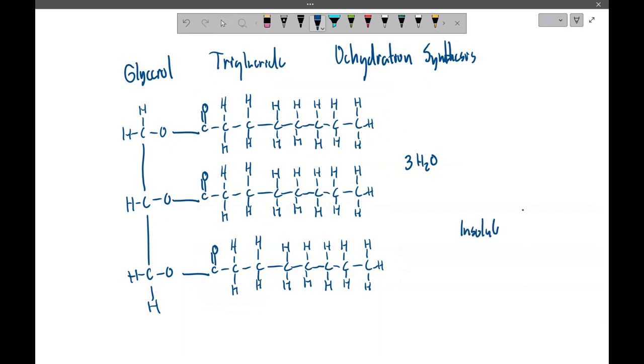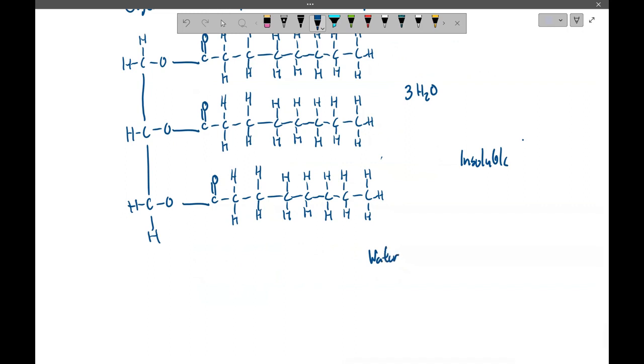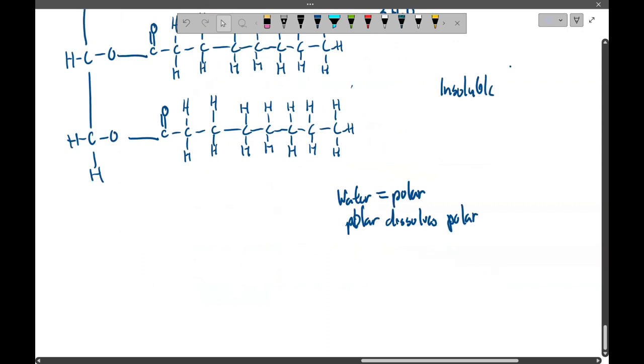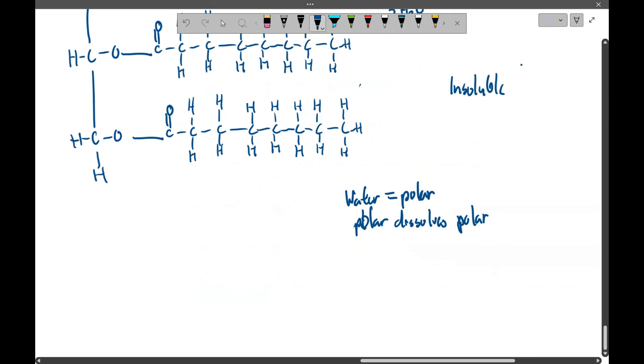And the reason why that is because carbons are all bonded to hydrogens. And one of the things you learn is that water is polar. Water is polar, and polar things can only dissolve polar things. And how do we determine polarity? Well, polarity is determined by electronegativity difference. So electronegativity difference is how much an atom wants to hold onto an electron.